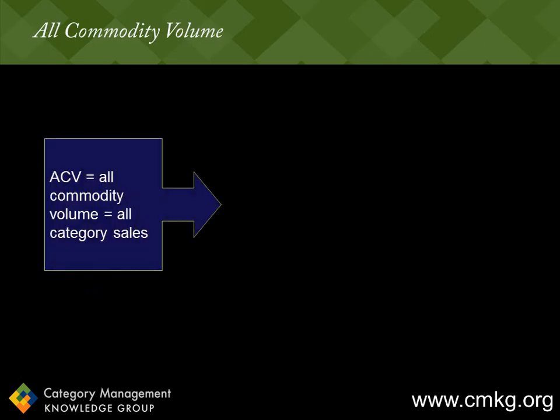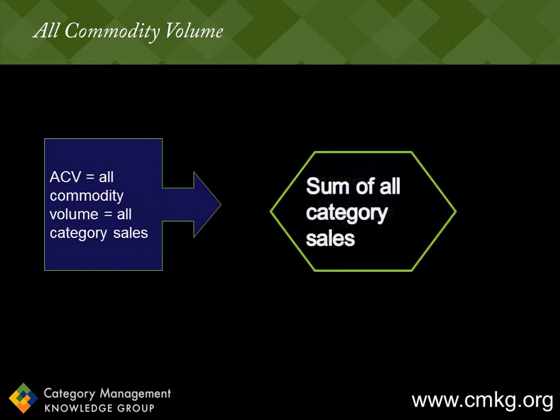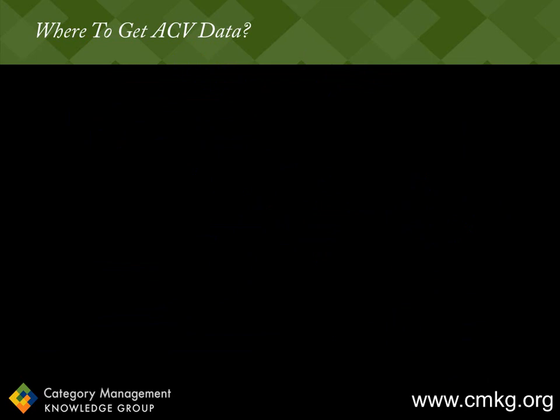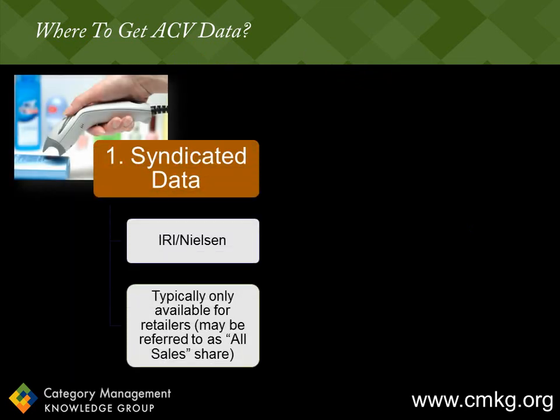First, I need to confirm what I mean by ACV. Simply put, it's a sum of all of the category sales in the store. The categories that are included in the ACV definition depend on the channel composition. ACV data can be attained from two different data sources. First, through Nielsen or IRI syndicated data. This data only includes the retailers and channels that share their data, and it doesn't necessarily reflect alternate channels or the total market. This data is usually only available for retailers and may be referred to as all sales data.